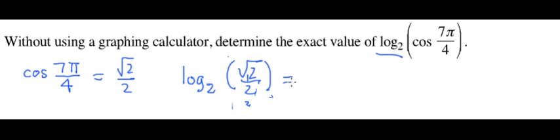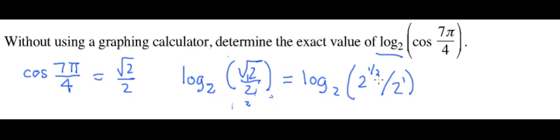And the way we're going to work that out, I'm going to write what's inside the logarithm as powers of 2. The square root of 2 is 2 to the 1/2. And downstairs we just have 2 to the first power. When you divide powers like this, you subtract their exponents. So from that we get log base 2 of 2 to the 1/2 minus 1. That makes negative 1/2.